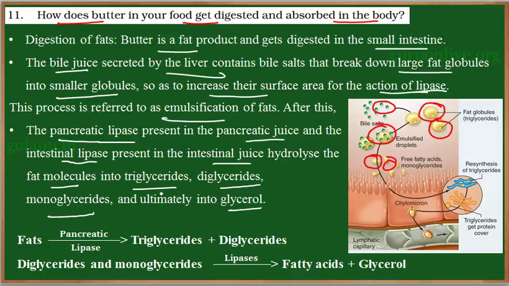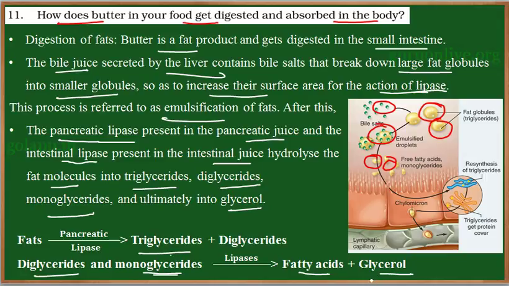Each one will have triglycerides. That means three fatty acids will be present, with glycerol. So first it breaks into triglycerides. The pancreatic lipase acts upon the fats and breaks them into triglycerides, and then into diglycerides, and then in the next step a monoglyceride will be formed. Now this monoglyceride will be further broken down into fatty acids and glycerol. These are the simplest unit monomers of the fat.